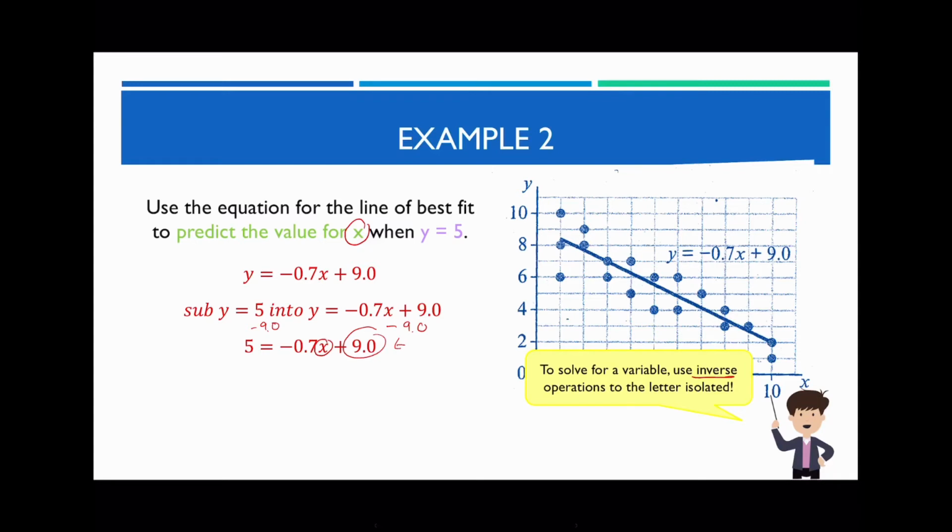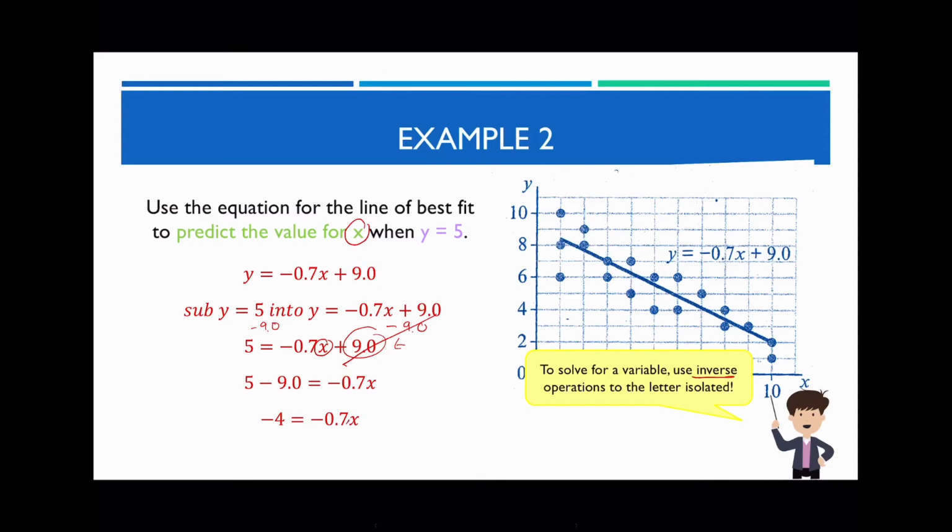So in this case, 9 take away 9 is 0. Notice how inverse operations kind of cancel each other out. So if I do this, it will now become 5 minus 9.0 equals negative 0.7x. I then just simplify the left-hand side of the equation. So now it becomes negative 4 is equal to negative 0.7x.